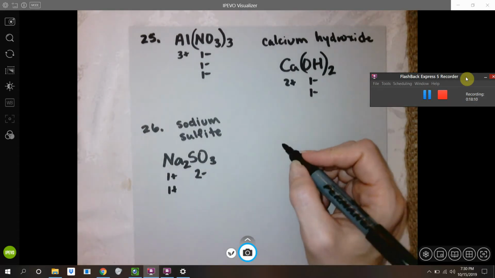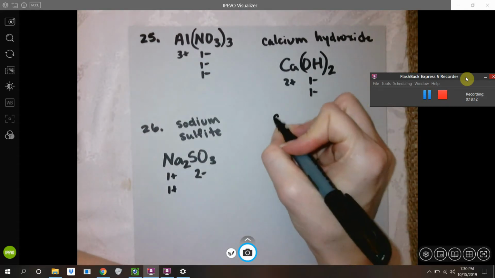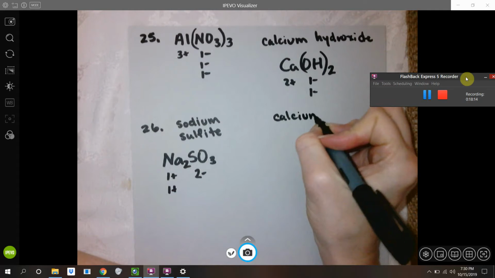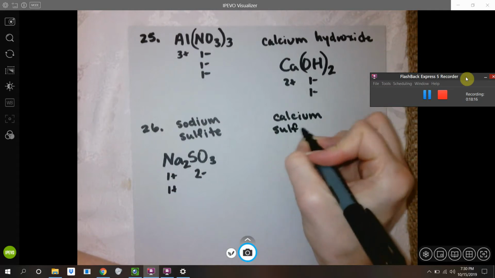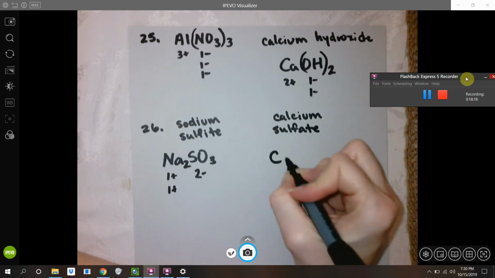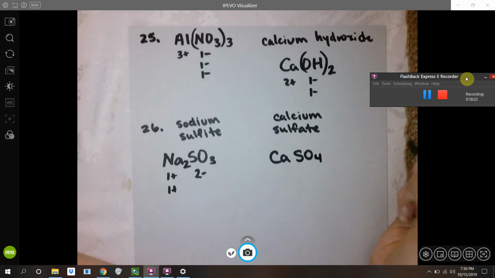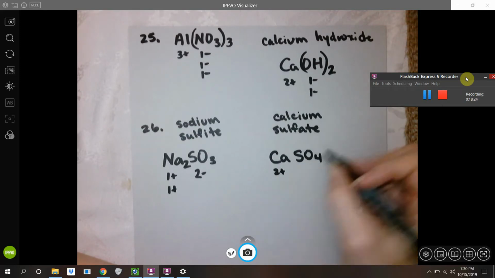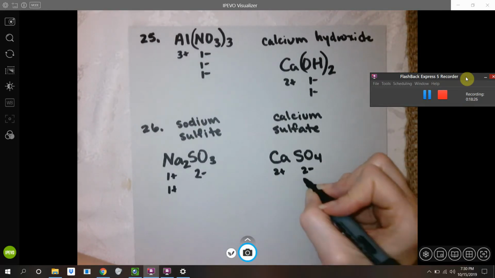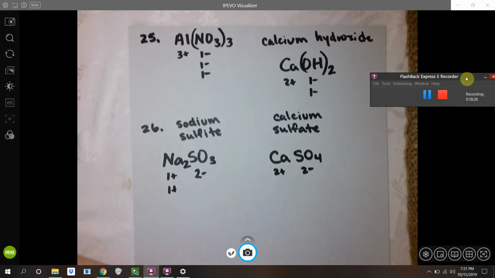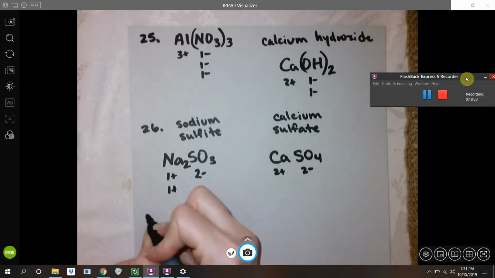All right. We also have calcium sulfate. So Ca for calcium, SO4 for sulfate on our list. Ca is 2 plus, SO4 is 2 minus. The charges are in balance, so I can leave it as is, CaSO4. 27.